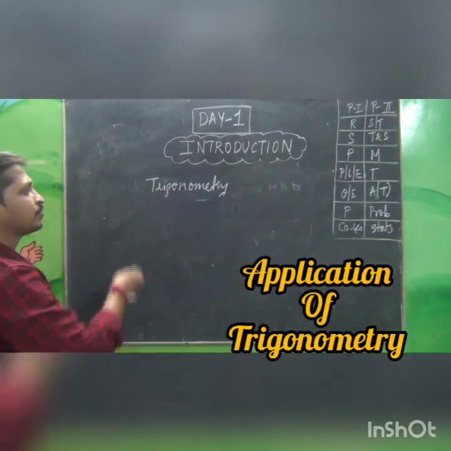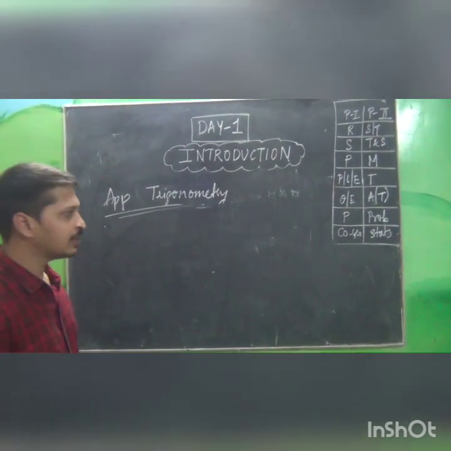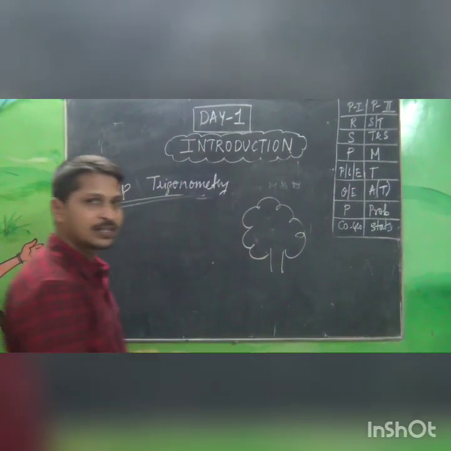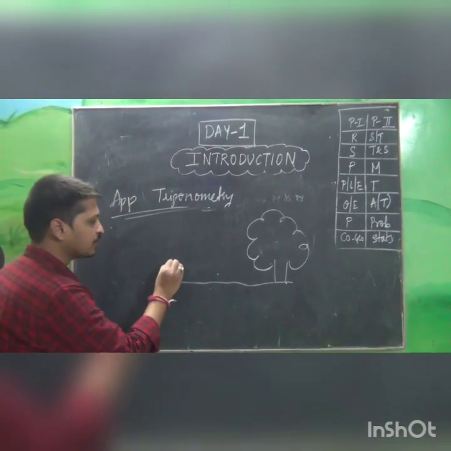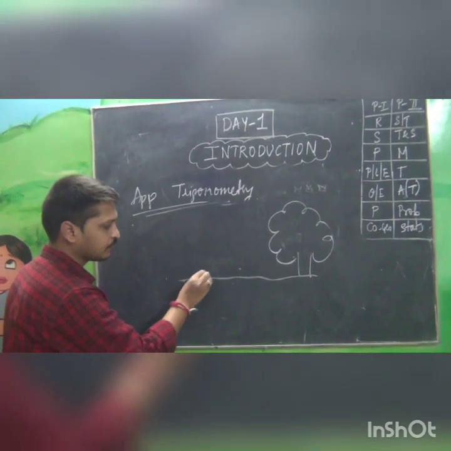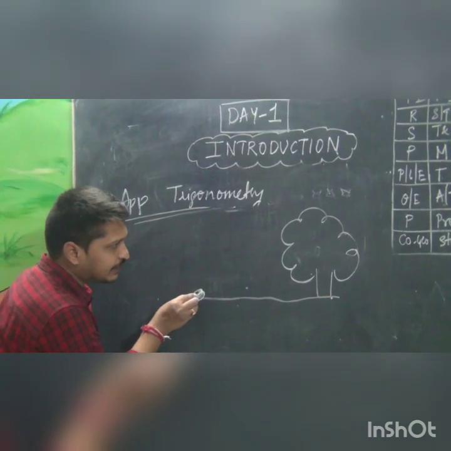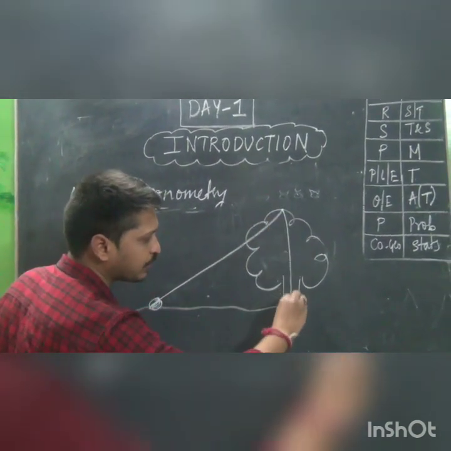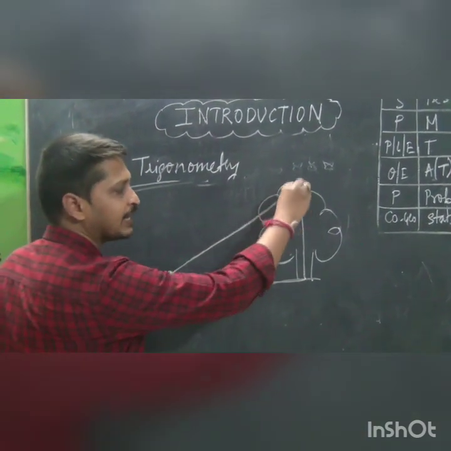I'll give just one example of applications of trigonometry. Now there is a tree. This is the land here. Now let's suppose there is a ball here. To find the distance from here to the top of the tree, if you observe the diagram I am giving, it is in terms of a right angle triangle.